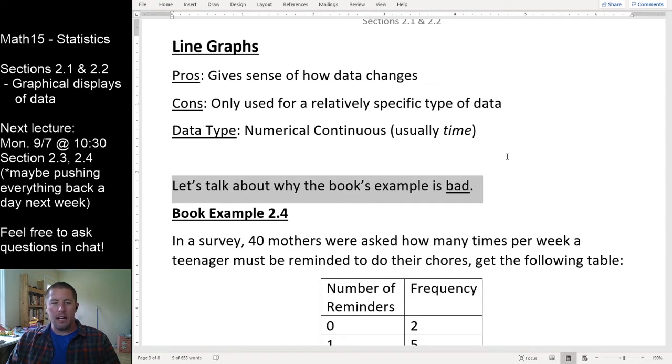The cons for line graphs, which is the part that I'm adding here, distinct from the book, is that I think we should really only be using these for relatively specific data types. And that data type is when we have continuous numerical data. And most often, I'm going to scroll back up super quickly here.